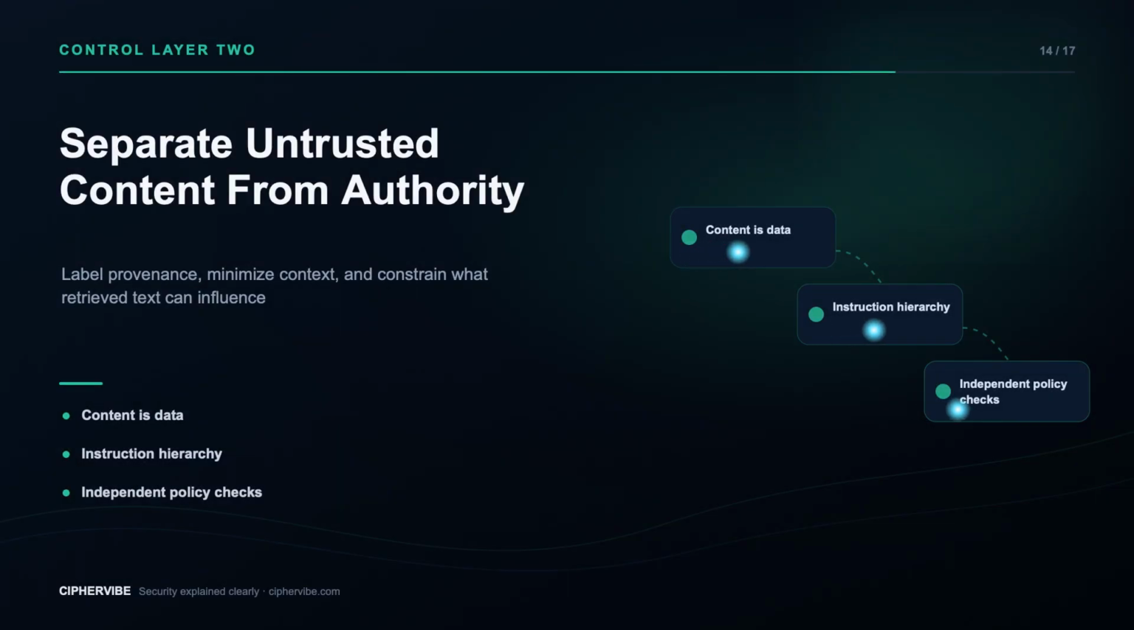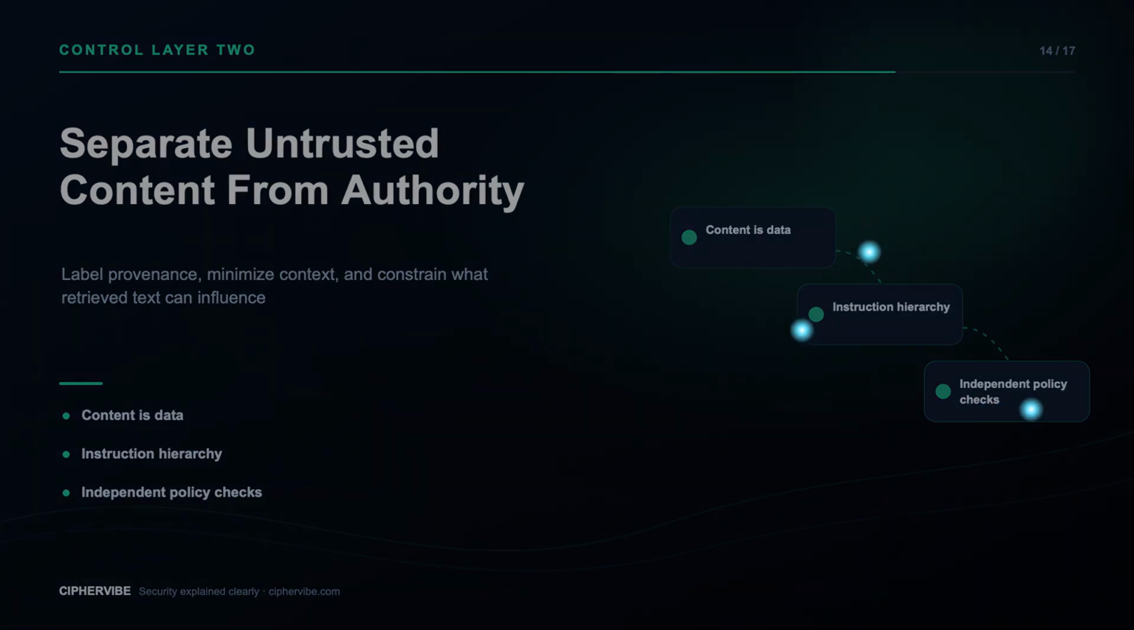Treat documents, web pages, emails, and tool results as untrusted data. Preserve provenance, send only the minimum content required, and make system decisions outside the model. Prompt structure can reduce confusion, but it is not a security boundary. Independent checks must stop unauthorized data access and side effects even when the model is persuaded.